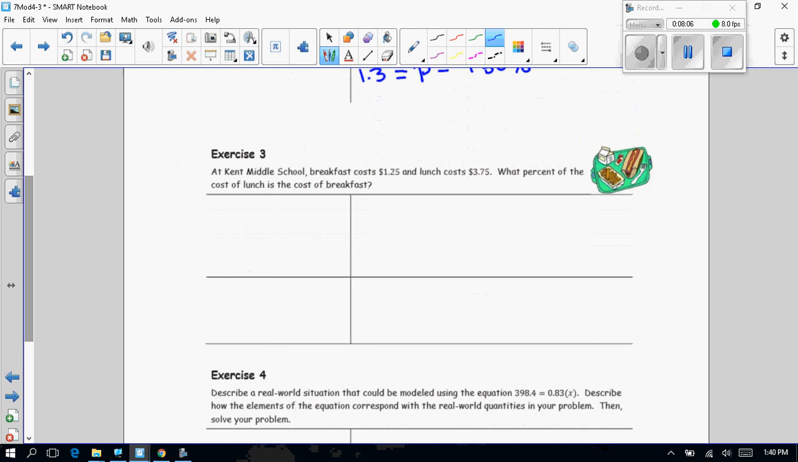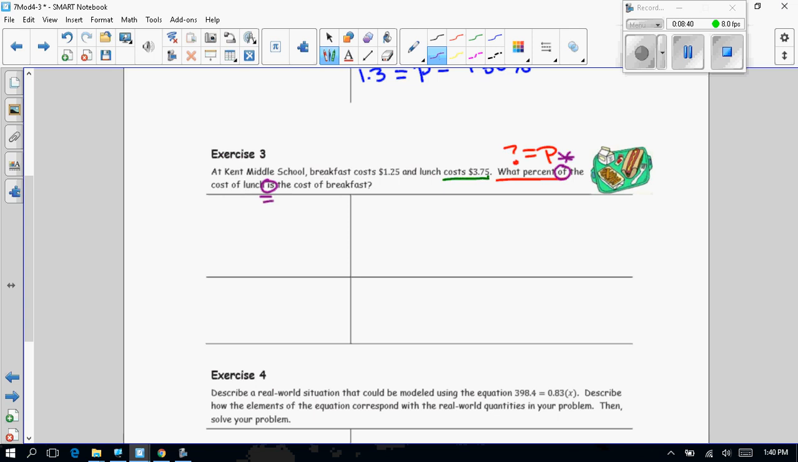All right, let's try this last one. Kent Middle School, they have breakfast. It costs $1.25, and lunch costs $3.75. So what percent, ooh, don't know, right? We don't know, of the cost of lunch is the cost of breakfast. You can literally interpret that. What percent of, there's my multiply, lunch, oh, what do we know about lunch? Lunch is $3.75, is my equal sign, the cost of breakfast.